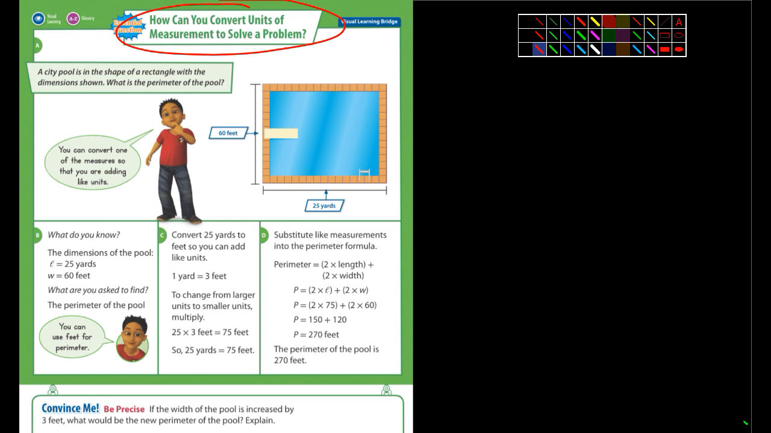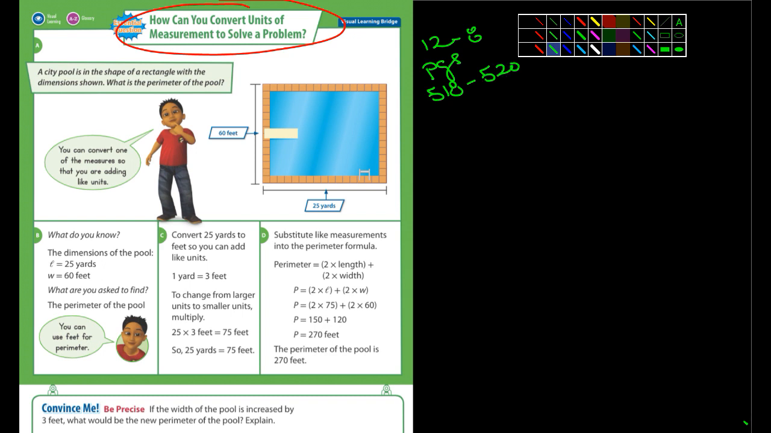I should write this down here. This is 12:8. Pages 518, 519 to 520. Okay, talking about swimming pools.